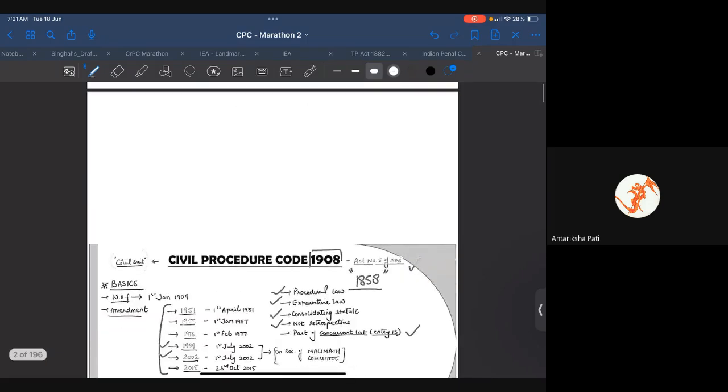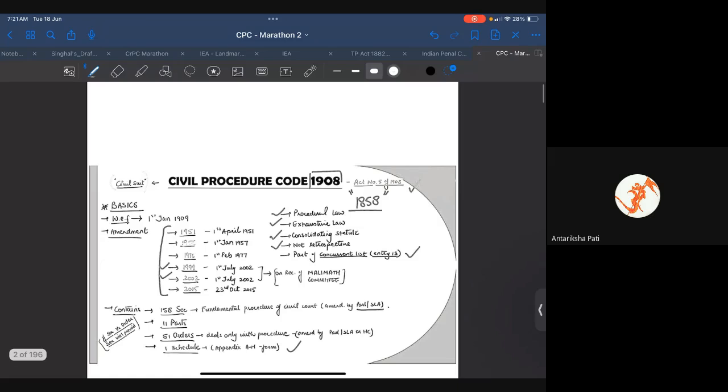Now, the Civil Procedure Code, what is it about? It deals with how a civil suit is to be tried. From the start of the institution of the suit till the end, all the procedures are prescribed under the Civil Procedure Code. It is Act number 5 of 1908.